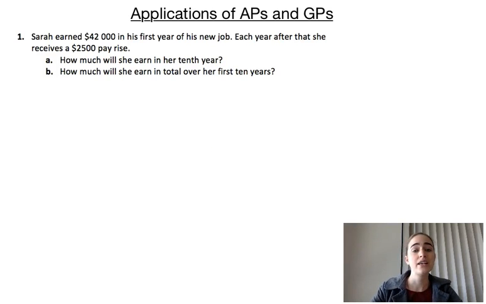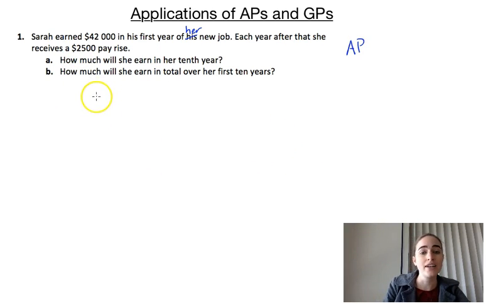So our first example says that Sarah earns $42,000 in the first year of her new job. Each year after that, she receives a $2,500 pay rise. We're asked how much she's going to earn in her 10th year, and then how much she's going to earn in total over those first 10 years. So the first thing we need to decide is whether it's arithmetic or geometric. Because it's increasing by the same amount each time, that means it is an AP that we're looking at.